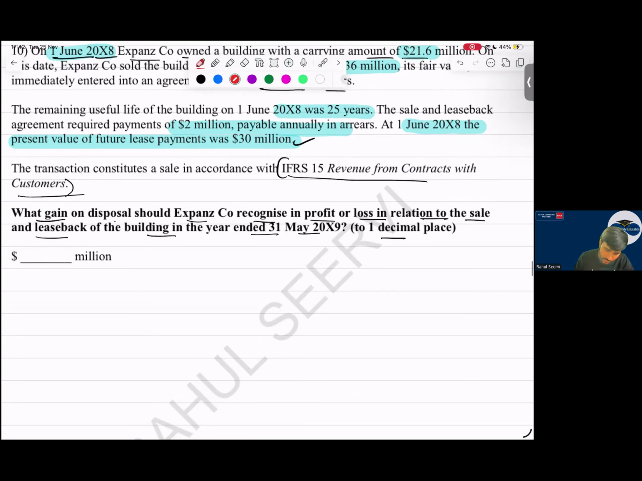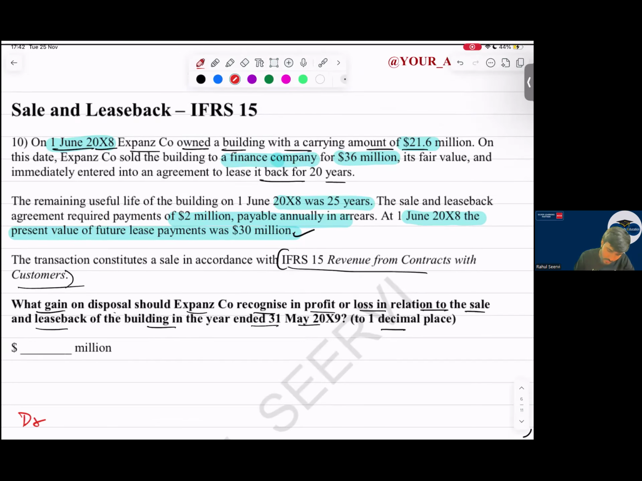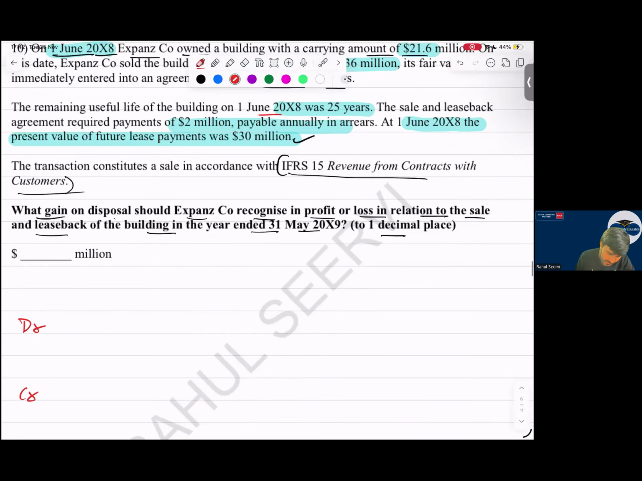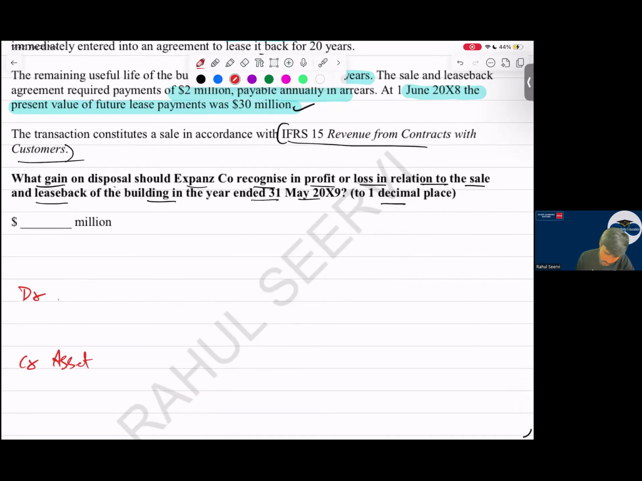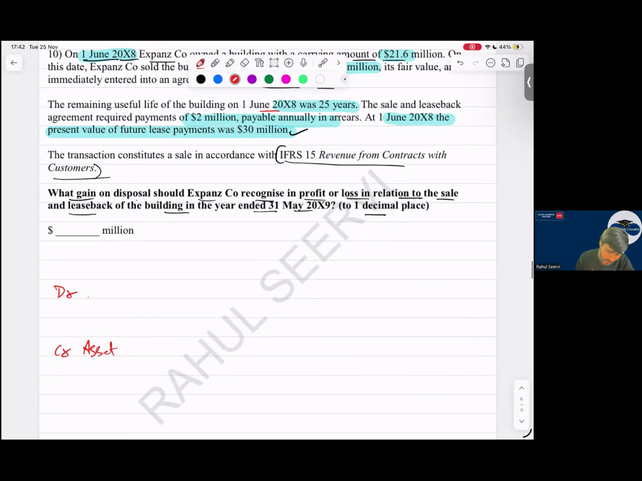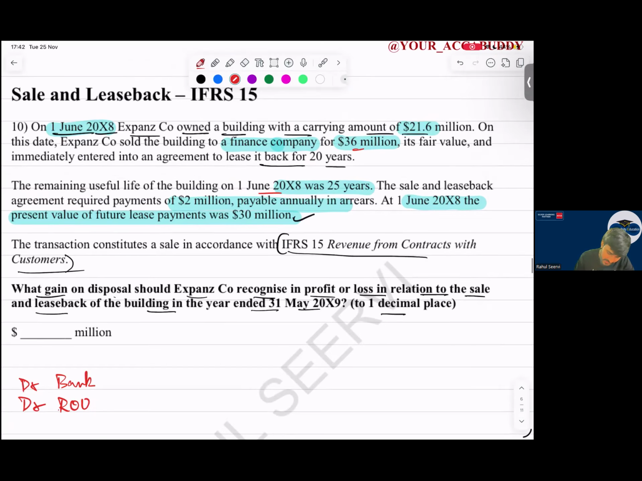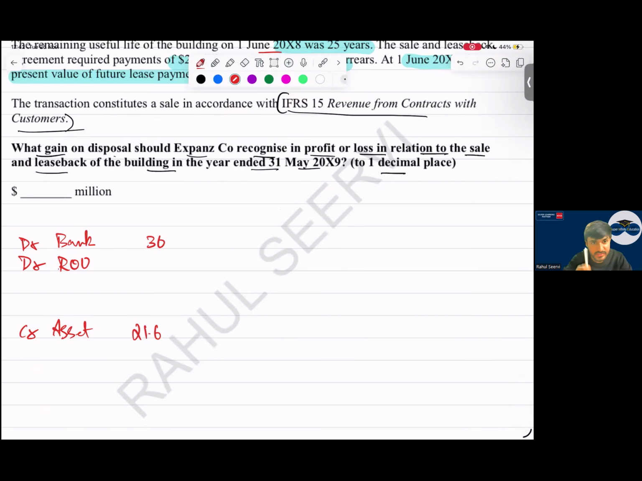Yes, sir. So now when I de-recognize, what is the journal entry I pass? Debit, credit, sir. I will do it with both the methods. I de-recognize the asset. If I de-recognize the asset on that day, first June, what was the carrying amount? 21.6 million. Sir, the asset is going out. Then what will come in? ROU will come in. Bank is coming in. What is the bank amount that is coming in? 36 million, sir.